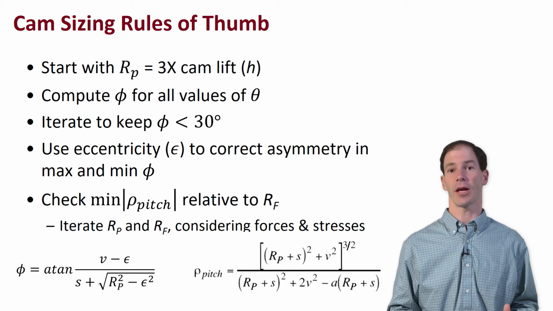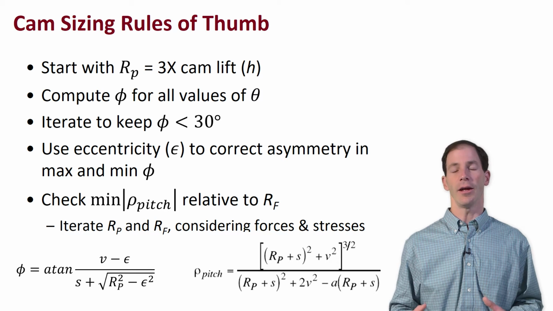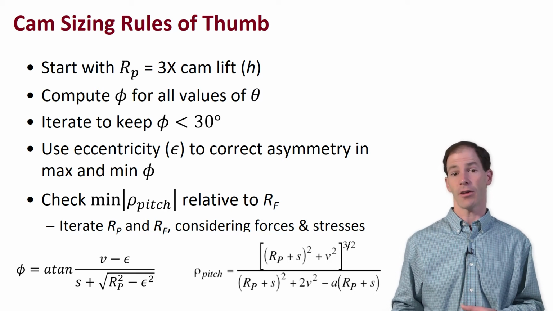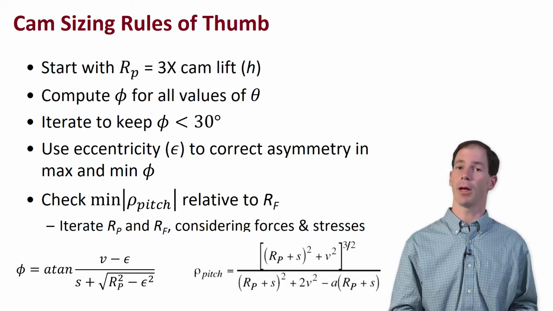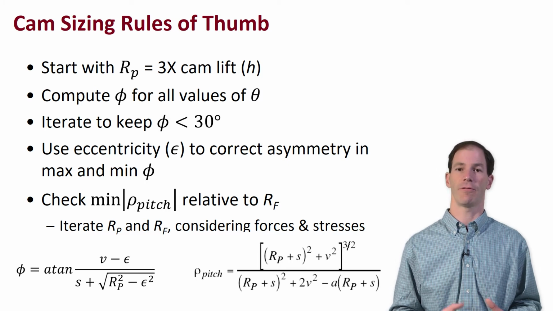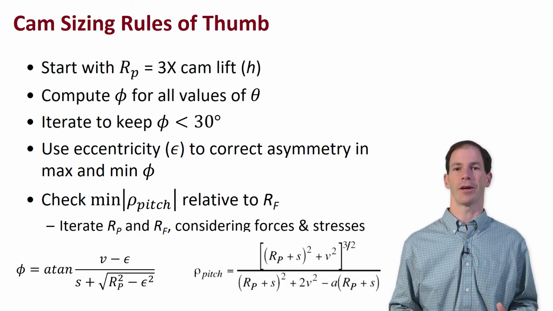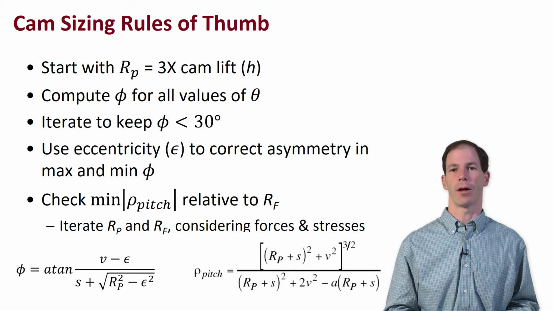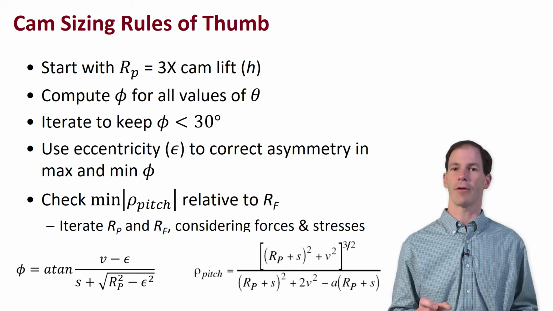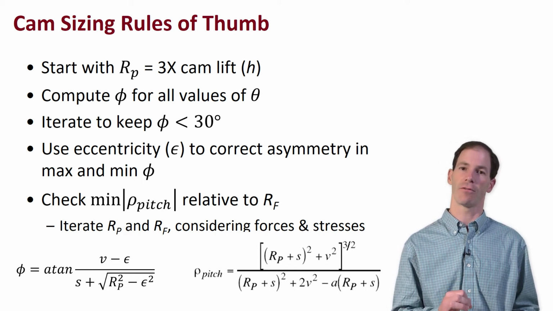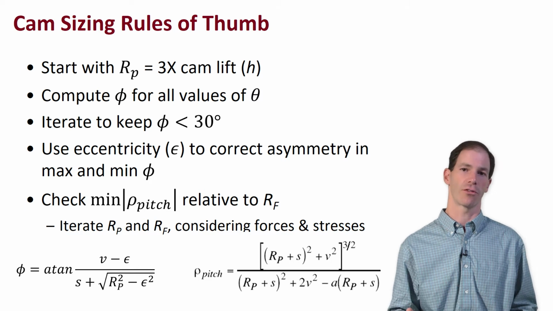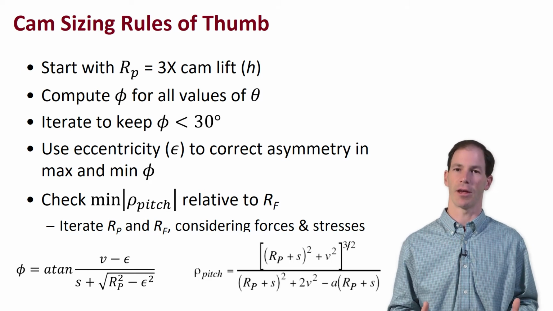And I'm again going to be looking at the minimum absolute value of the radius of curvature relative to the roller follower. And here I'm going to again have to iterate possibly on my prime circle radius, but maybe I can just do it through resetting the follower radius to help me get to a decent radius of curvature. Now another thing I have to pay attention to is as I make my roller follower smaller, my contact stresses go up, and so I have to kind of play this game.